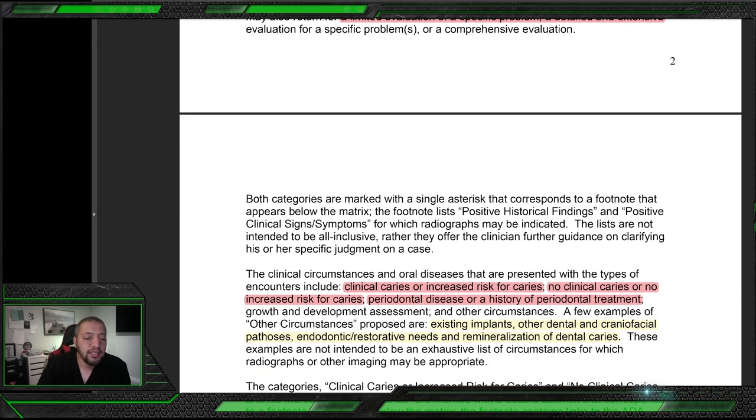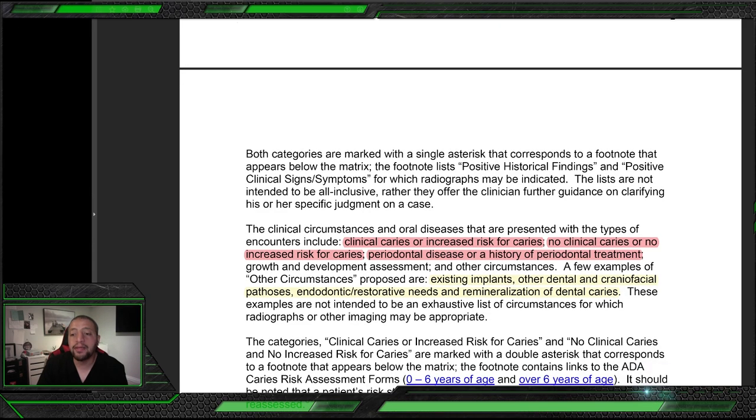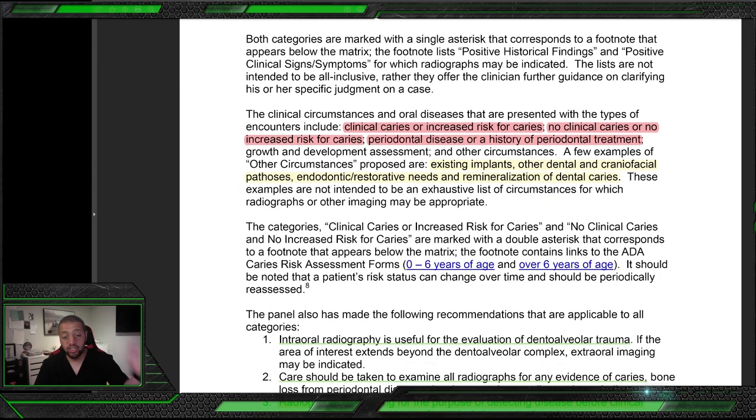Okay, and then he speaks about studies saying clinical caries or increased risk for caries, or no clinical caries or no increased risk for caries, or periodontal disease or history of periodontal treatment. So these studies say, okay, we're going to set the rule for this vertical and horizontal matrix, but we're going to add more as we go as risk factors, like he has caries or increased risk, or no caries, or periodontal disease, or an existing implant or other dental or craniofacial pathosis. So this is the general idea.